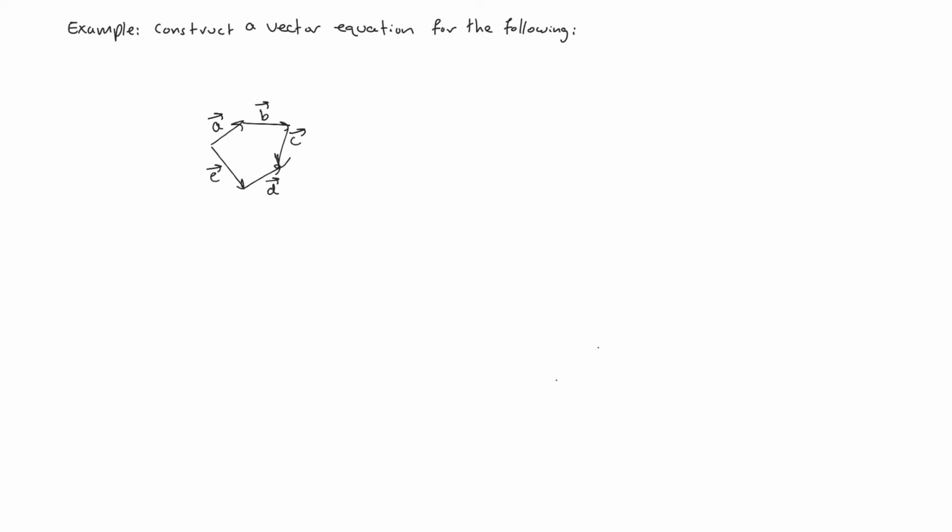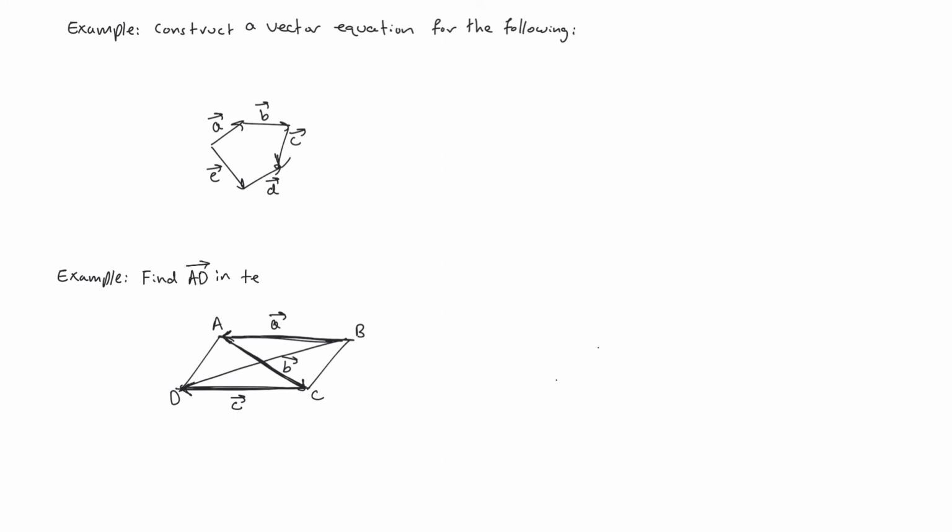Let's look at an example now. In the first example, we are to construct the vector equation for the following shape. The shape has 5 sides, or consists of 5 different vectors: vector A, B, C, D, and E. And you can see the direction of the vectors and their magnitude from the shape. In the second diagram, we have a parallelogram with vertices A, B, C, and D. Vector BA is called vector A, vector AC is called vector B, and vector CD is called vector C. For the second question, we want to find vector AD in terms of vector A, vector B, and vector C.